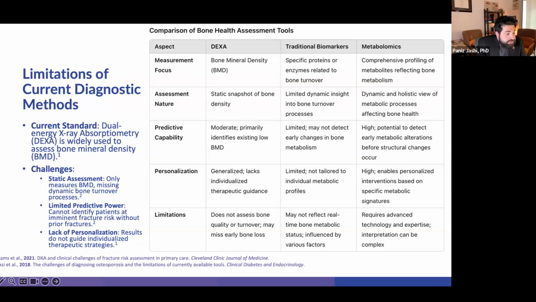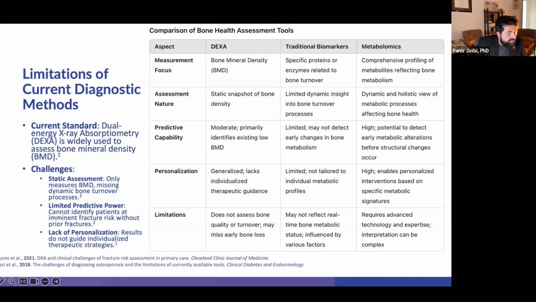We can look at procollagen type 1 N-terminal propeptide, P1NP. This is going to be reflecting the synthesis of type 1 collagen, of course, the main component of bone matrix. We can look at bone-specific alkaline phosphatase. These are sort of the other traditional biomarkers out there, right? It's an enzyme that's associated with osteoblast activity and bone mineralization. We can look at osteocalcin, which is a protein that's secreted by osteoblasts, the bone-forming cells, during bone formation. It also influences energy metabolism.